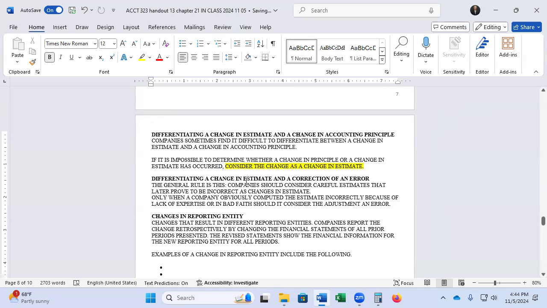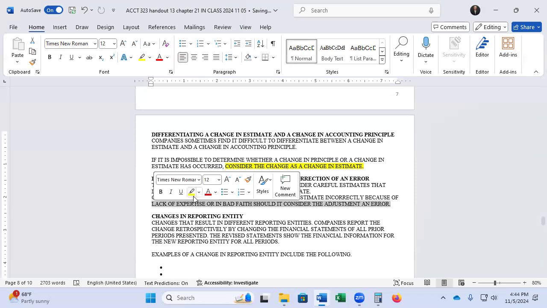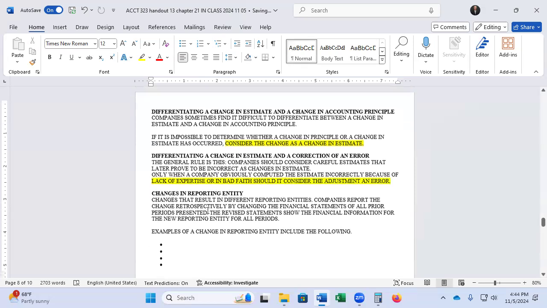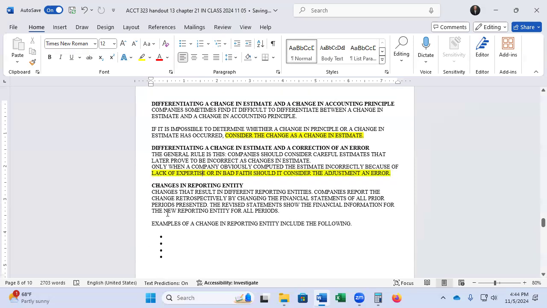And then we also have differentiating a change in estimate and a correction of error. And it says companies should consider careful estimates that later prove to be incorrect as changes in estimates. Only when a company obviously computed the estimate incorrectly because of lack of expertise or bad faith should it consider the adjustment an error. Bad faith, not quite arising to fraud.